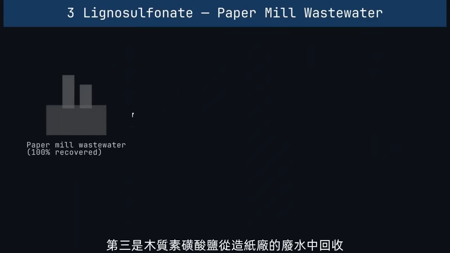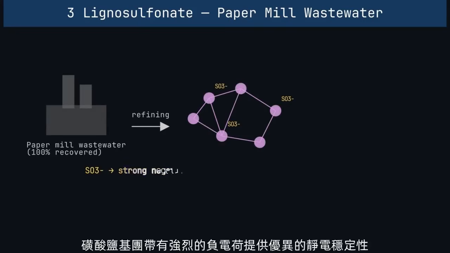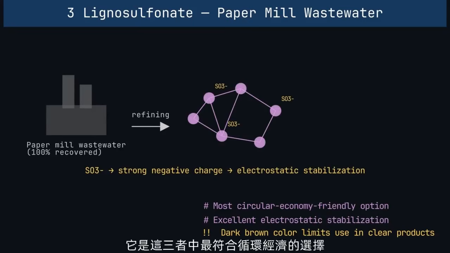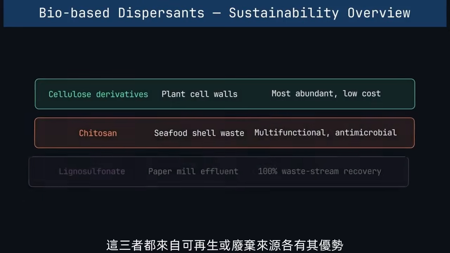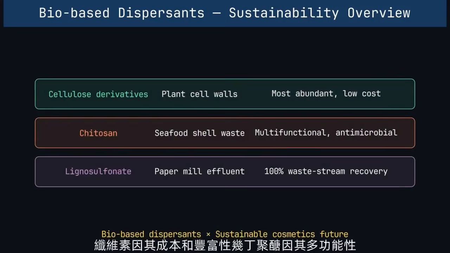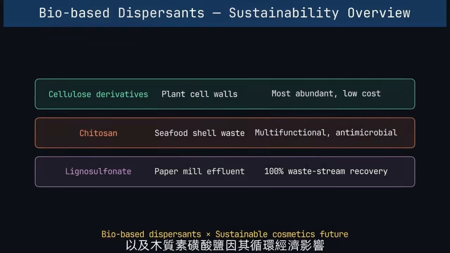Third, lignosulfonate, recovered from paper mill wastewater. The sulfonate groups carry a strong negative charge, giving excellent electrostatic stabilization. It's the most circular economy-friendly option of the three. The main limitation is its dark brown color, which restricts its use in clear or light-colored products. All three come from renewable or waste sources, each with its own strength. Cellulose for cost and abundance, chitosan for multifunctionality, and lignosulfonate for circular economy impact.